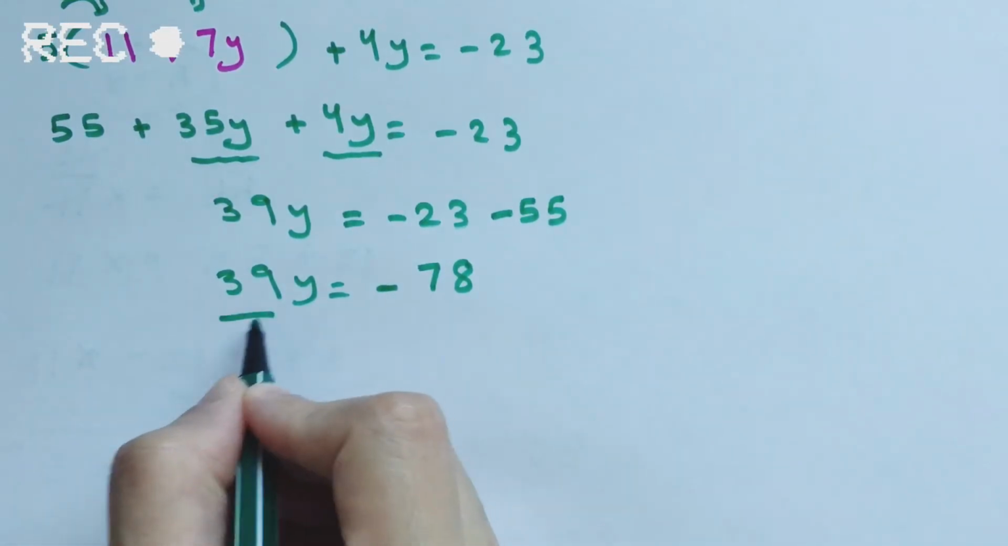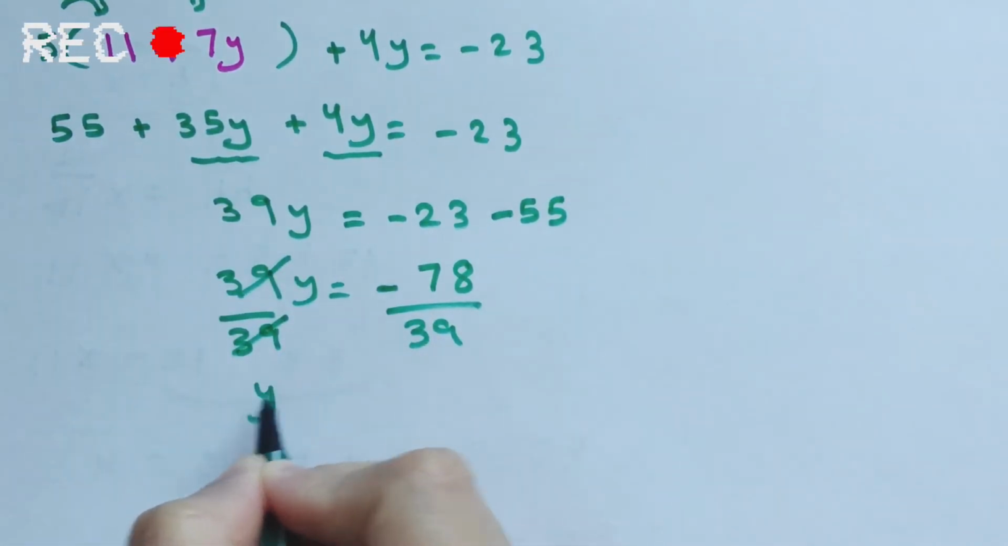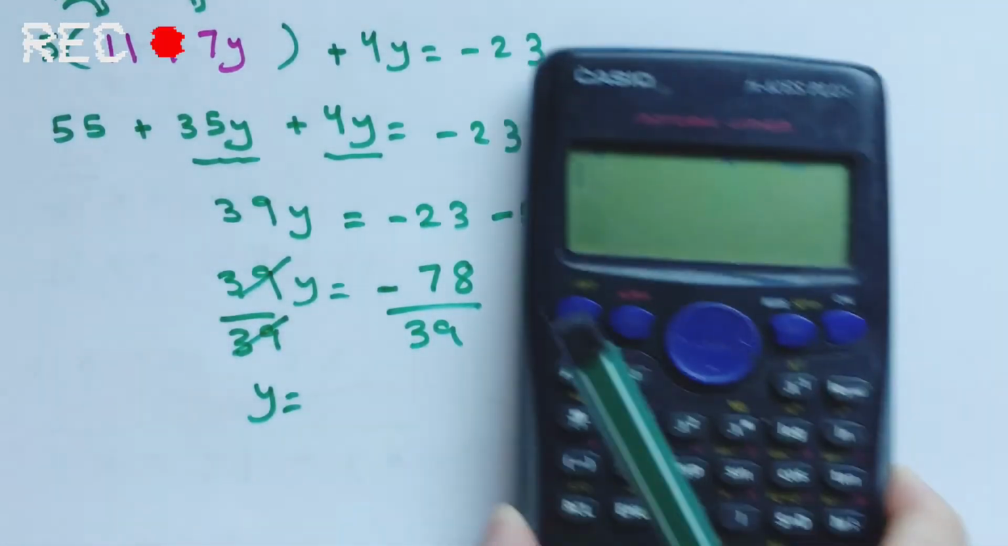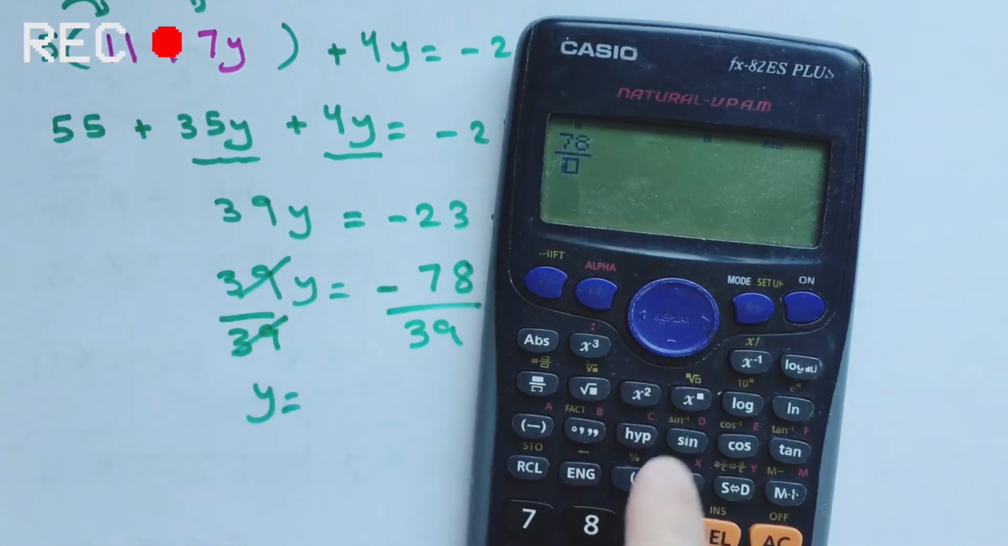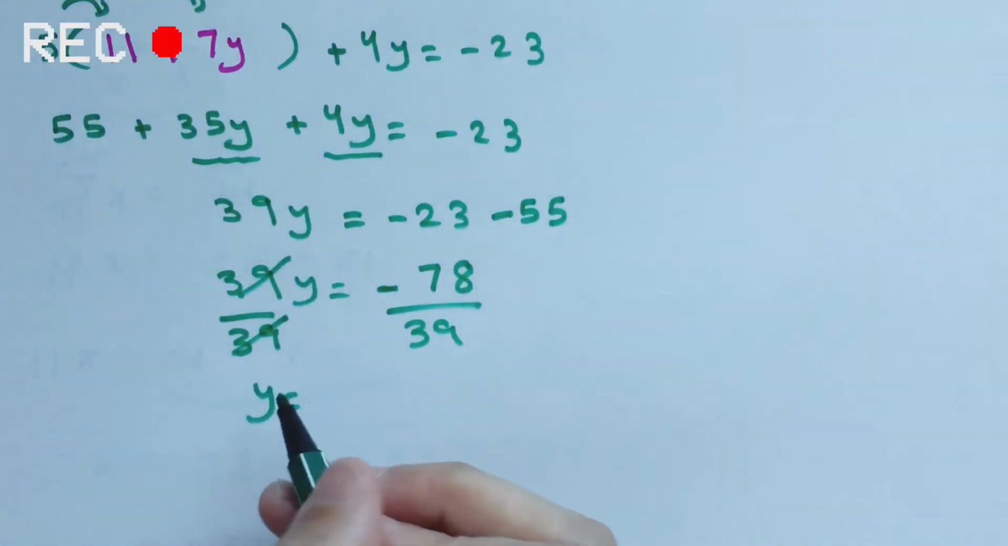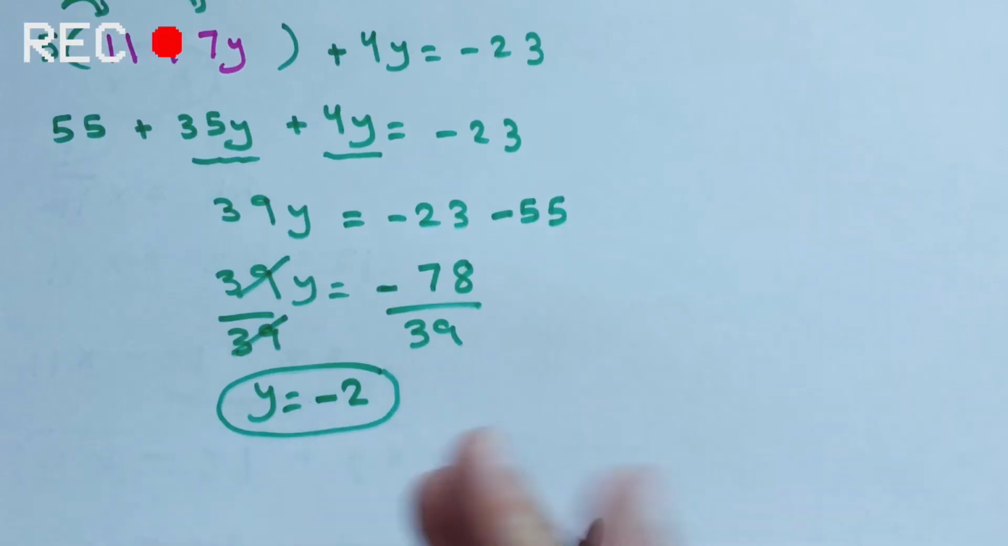Now I'm going to divide by 39 on both sides to keep the y alone. Let's see what the answer will be. 78 divided by 39 is 2, so the answer is negative 2. Now we found half of the answer.